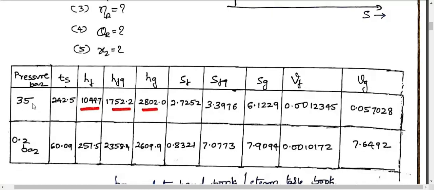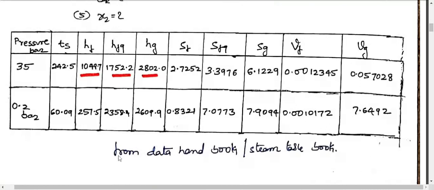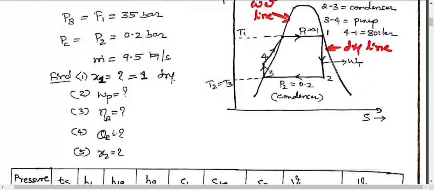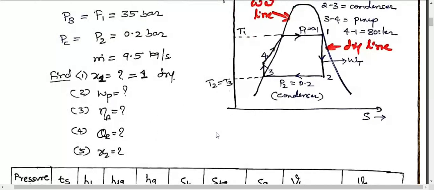Similarly, at both 35 and 0.2 bar, I have taken values. The values are listed here, written from the data handbook, steam table book. So the next step is you have to find the enthalpies at all the points. All the points means, for example, point number 1, H1, H2, H3, H4. All 4 enthalpies you have to find out first. Then you'll substitute in the respective equations to calculate the unknowns.